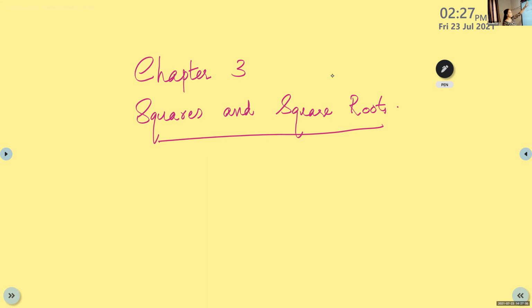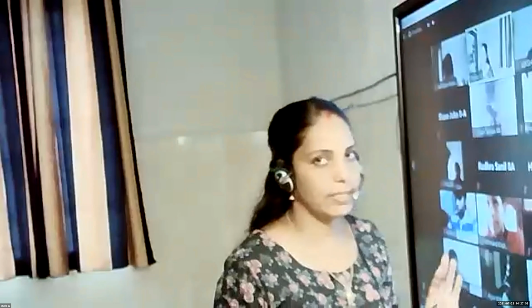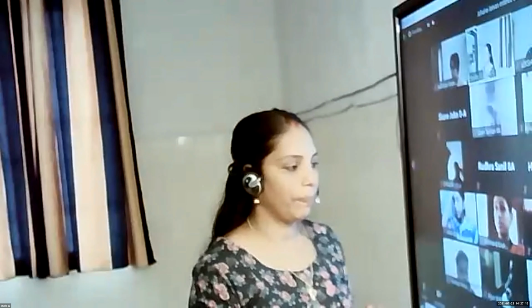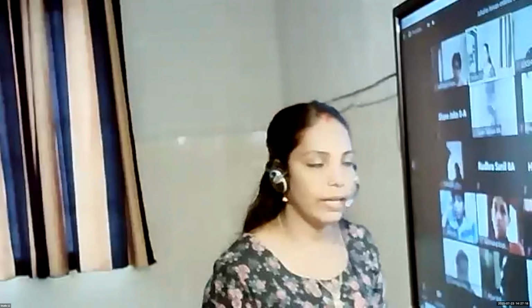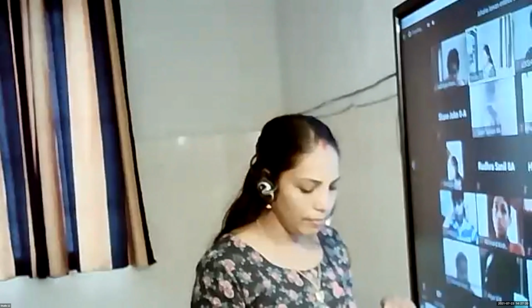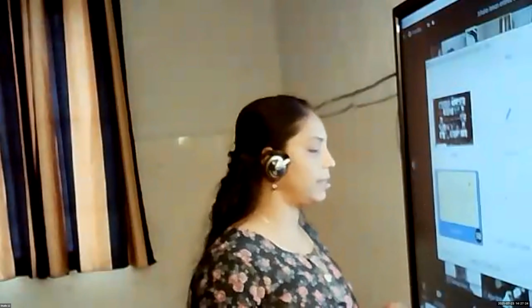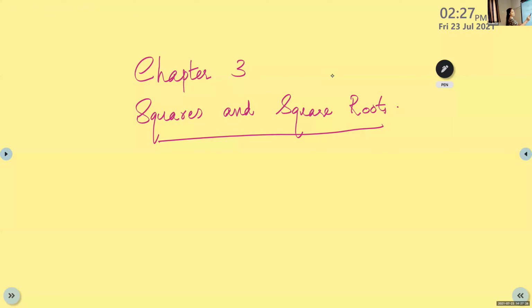Okay, so squares and square roots. Children, squares are numbers. Squares are numbers itself, and they are known as square numbers. Square numbers. Okay, children, square numbers. I think we have explained it once when you were in 6th standard. I don't know whether I have taken this.